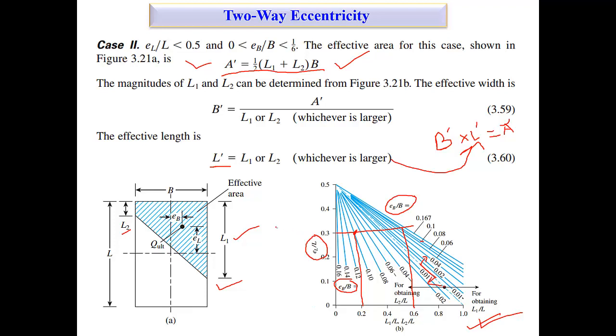Suppose EL by L is 0.3 and EB by B is 0.1. From this point you can see the left side is L2 by L. So at 0.3 you go straight, and then you select the EB by B, which is 0.1. So you selected this value, and you go down and find the value. Similarly, you also select the L1 by L. Is that okay?